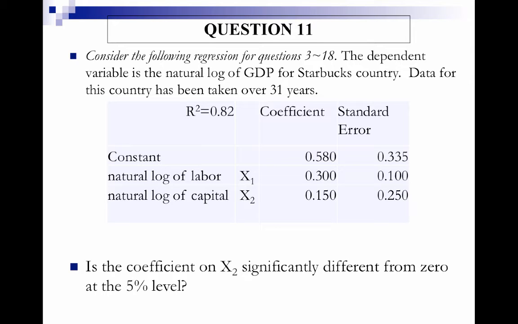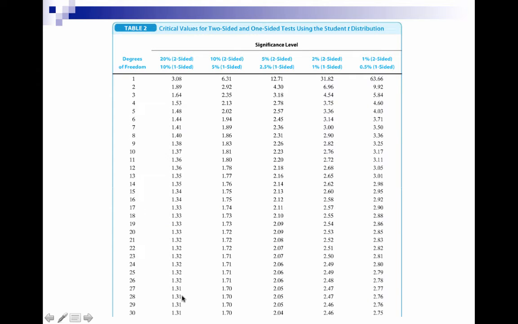So now it's asking you whether the coefficient on the natural log of capital is significantly different from 0, and this time we're looking at an alpha of 5%, a 5% significance level instead of a 10% significance level. So our critical t is going to change. Degrees of freedom are still going to be 28, 31 minus 2 minus 1, or 31 minus 3 equal to 28. And so we look here now for a 5%, right, two-sided test, and we go down. And now our critical t-value is 2.05.